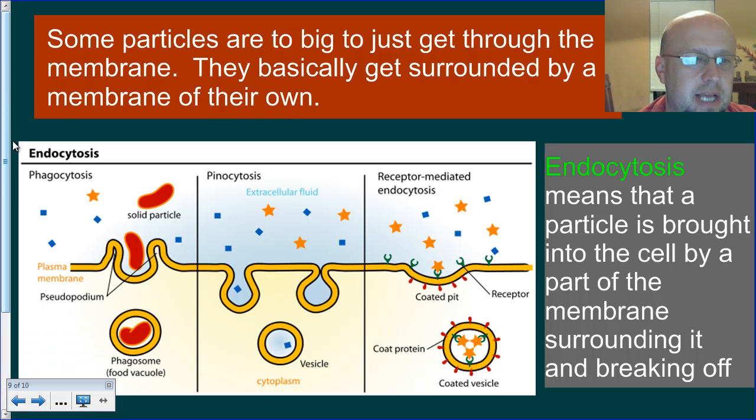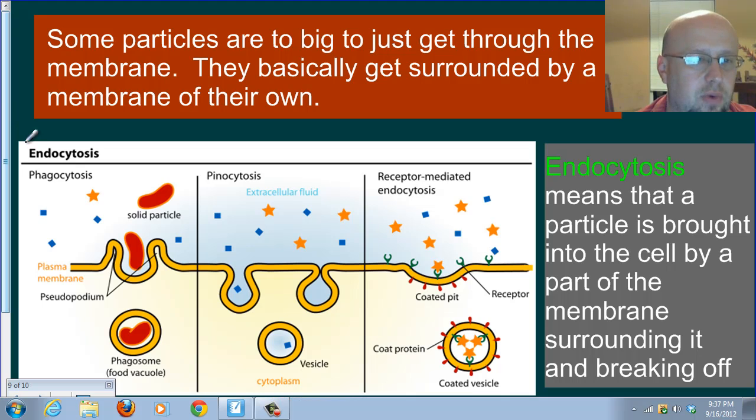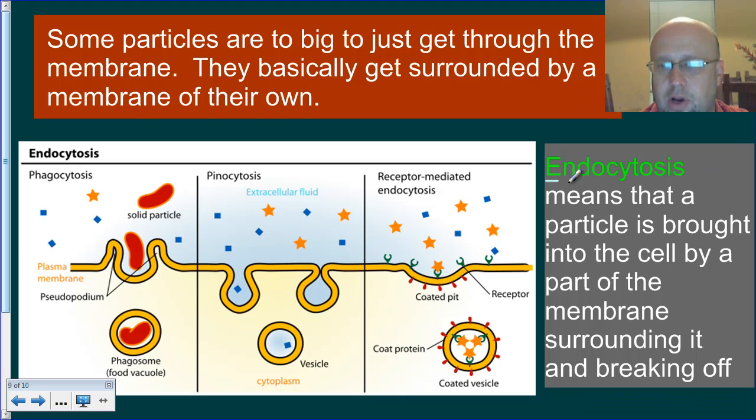We want to talk real briefly about what happens when particles are just too big. What happens when they're too big to fit through one of those channels? Because that happens. There are a lot of really big molecules that are unable to get in. So the way that happens is through two processes called endo and exocytosis, which is how they're going to get through the cell membrane. So endocytosis is anytime we're going inside of the cell.